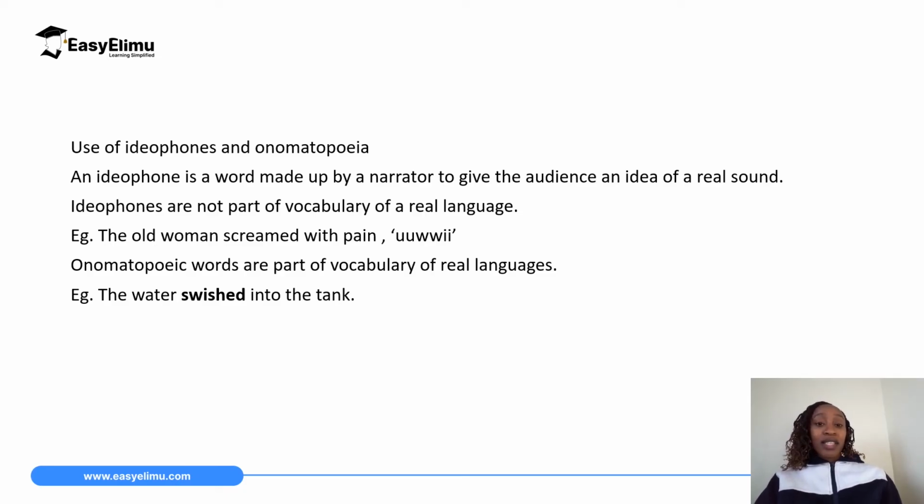And then onomatopoeic words are part of vocabulary and of real language. So that's the difference between onomatopoeia and idiophones. So idiophones are not real words, onomatopoeia are real words. For example, the water swished into the tank. So instead of just saying you put water into the tank, you say the water swished. So you make the language more interesting.